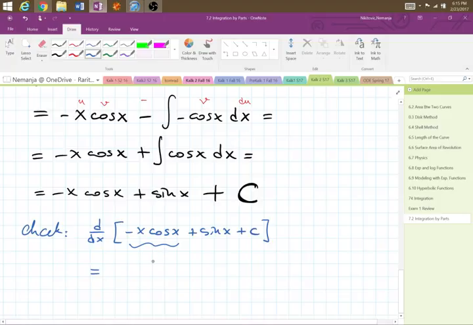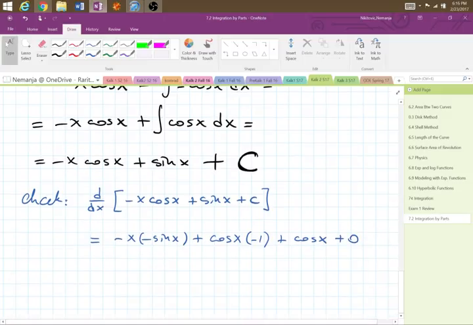Whew, right? So copy the first, negative x. The derivative of cosine is negative sine. Awesome. Plus copy the second, which is cosine x, times the derivative of the first, which is negative 1, plus the derivative of sine is cosine x, and the derivative of plus c is 0. So now I have x sine x, because negative times negative is positive. Cosine times negative 1 is negative cosine x, plus cosine x, they die, and there it is, x sine x. So this is what it takes for you to check.